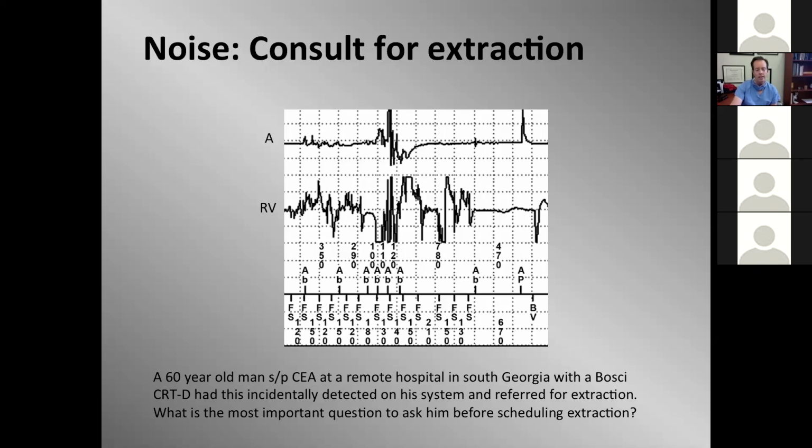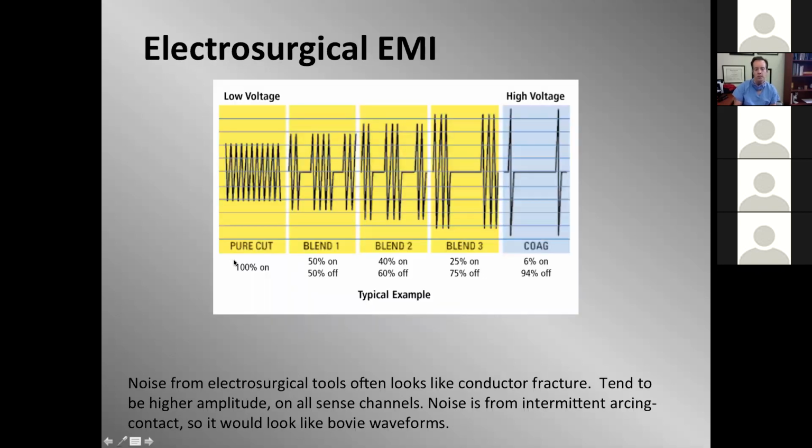It's curious to me that Bovie noise looks like fracture noise, because Bovie input, the Bovie duty cycles of either cut or coag or blended, is very regular. And so you ask, well, why does this not look like that classic artificial EMI? Why does this not look like aliasing? And the answer is that the noise is really not from the duty cycle. It's not that you're continuously seeing the noise. You're just seeing intermittent arcing contact. And so it does not look like Bovie waveforms. That's a typo. Say it would not look like Bovie waveforms.